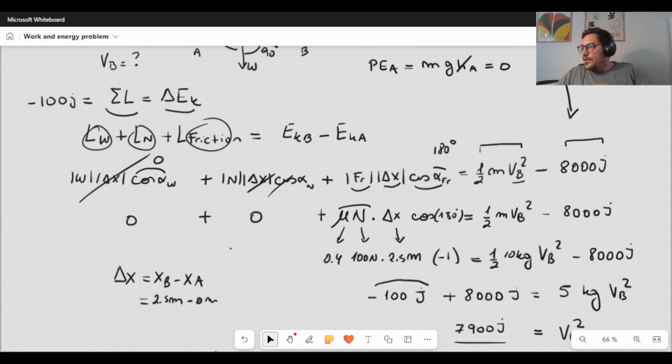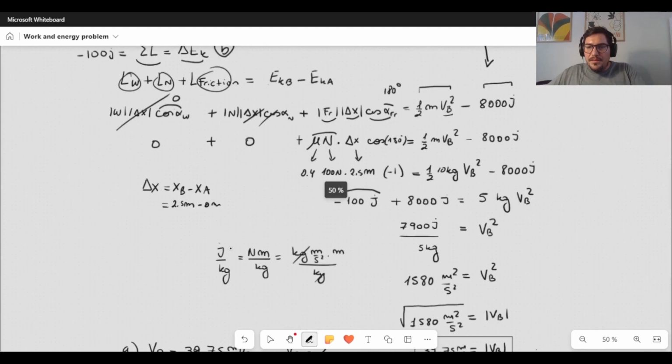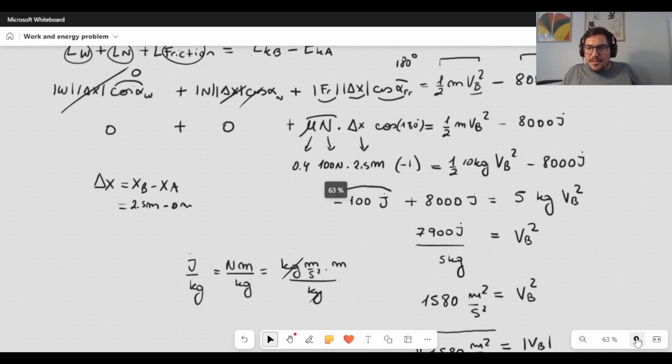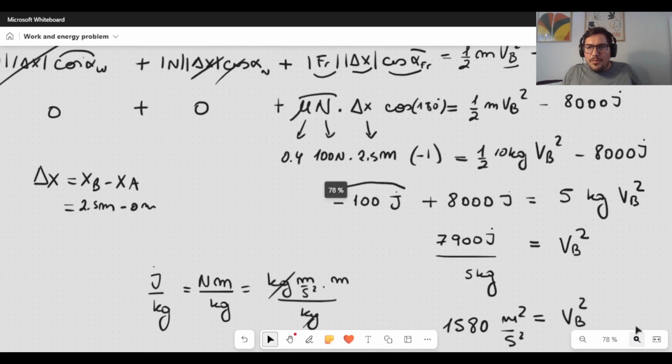That's the answer for the following item, the item C. Obtain the change in the kinetic energy between, for item B, obtain the change in the kinetic energy between A and B. So now you have the answer for the item B. The change in the kinetic energy is minus 100 joules, the sum of the works. Okay, but now we are going to obtain the velocity in B, sorry. We have to finish this part.